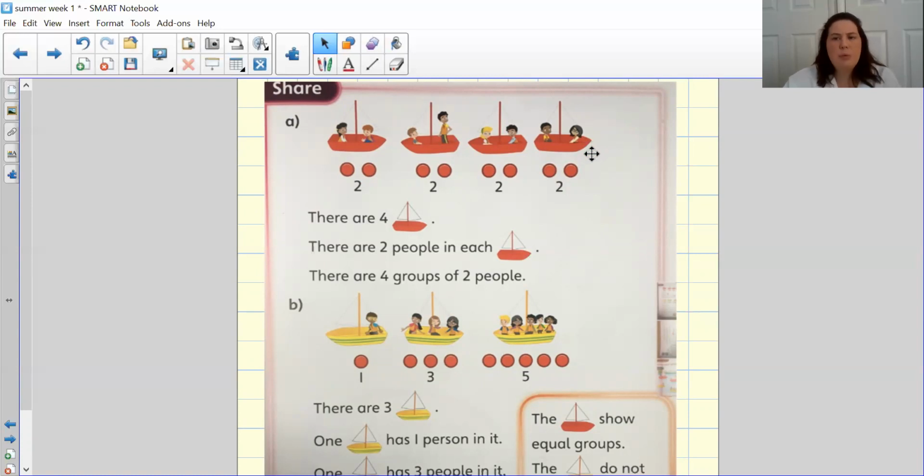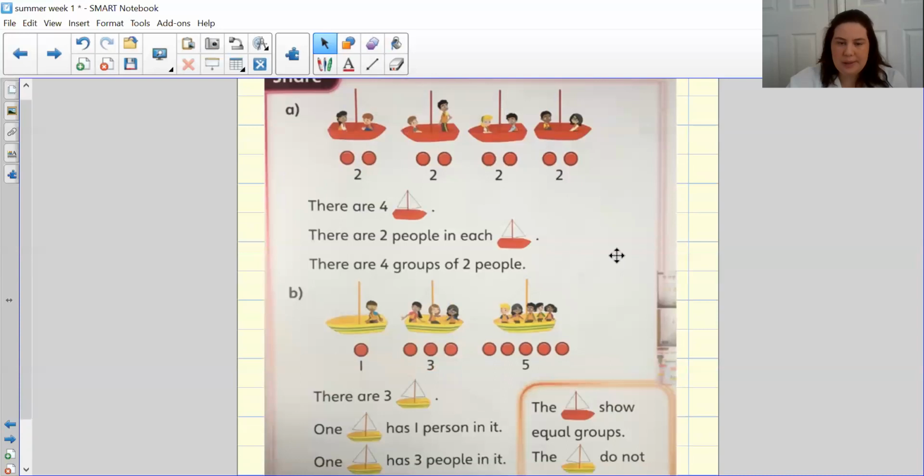So let's think back to what we've learned before, last week, about counting in 2s. Can you count with me, please? 2, 4, 6, 8. Well done if you said 8 at home. So we know that there are 8 people in total.